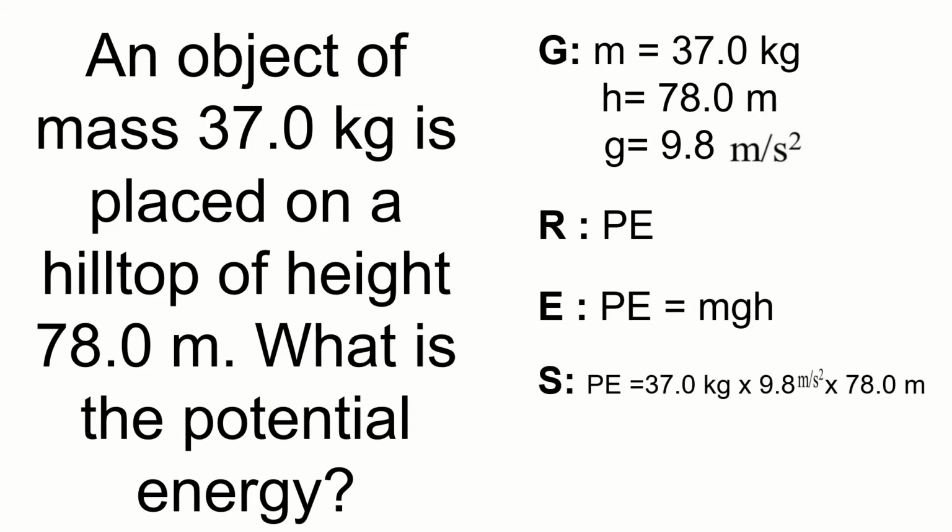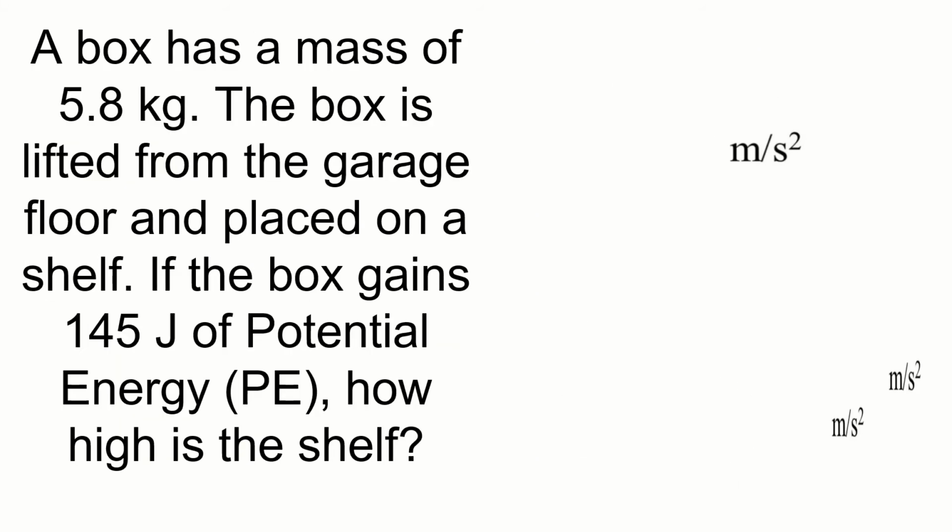So solution, we need to substitute the values. Potential energy is equal to mass which is 37.0 kg times acceleration due to gravity which is 9.8 meter per second squared times height which is 78.0 meters. Let us do the computation. 37.0 times 9.8 equals, then times 78.0. Kailangan kasi natin siyang isa-isahin. And the answer will be potential energy is equal to 28,282.8 joules. Ang dali lang, di ba? Let's have the third problem.